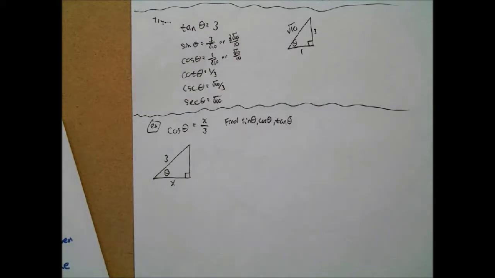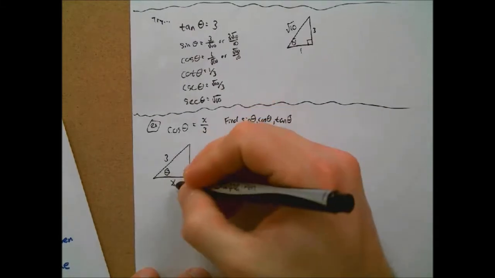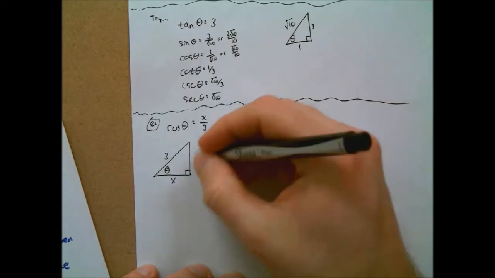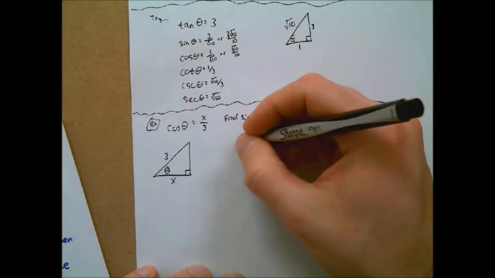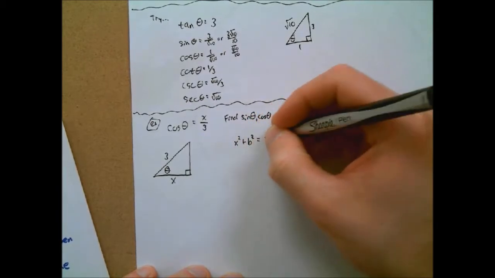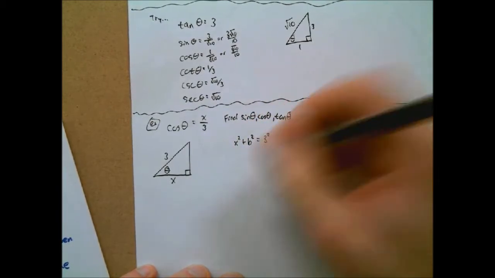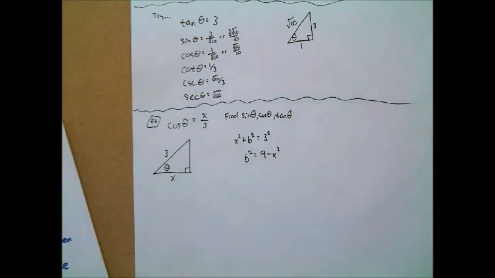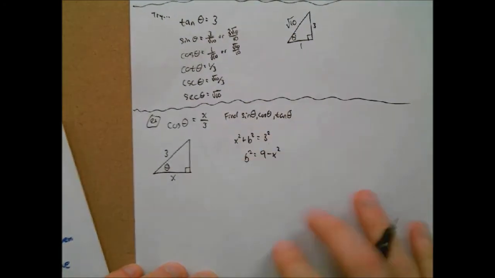And so with that then, if the leg is x and the hypotenuse is 3, then I can find this missing side using the Pythagorean theorem again, right? So we have x squared plus, I'll say b squared again, equals 3 squared. Okay, and so then I get b squared equals 9 minus x squared. Again, I'm solving for this missing leg right here, using b as its label.